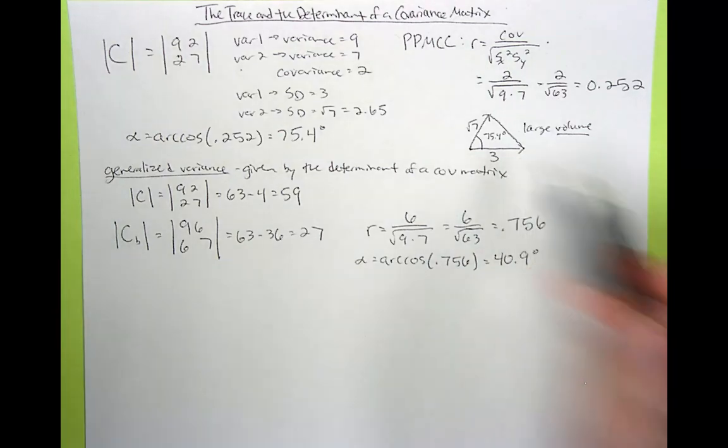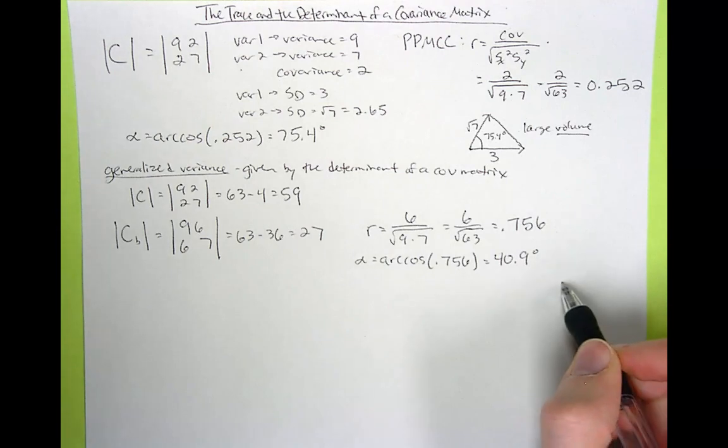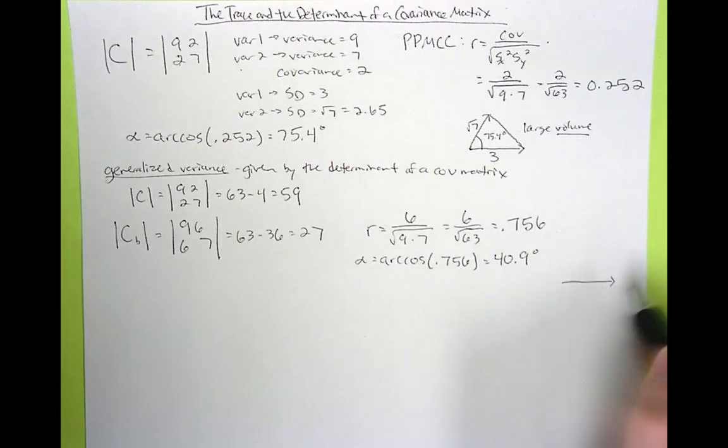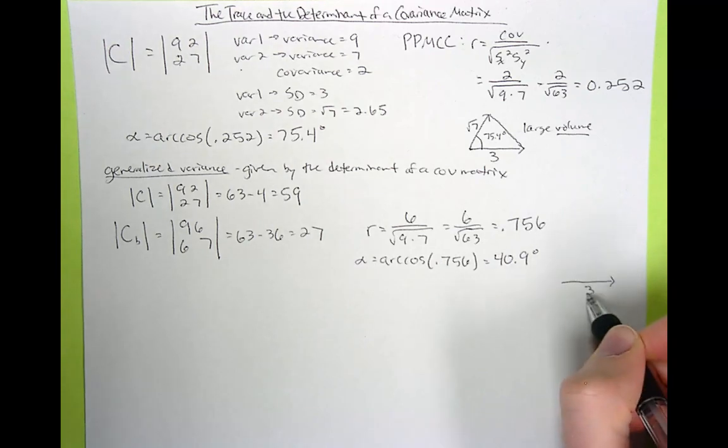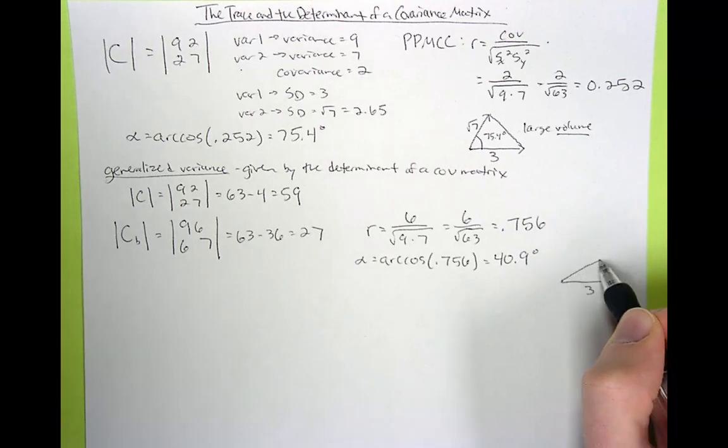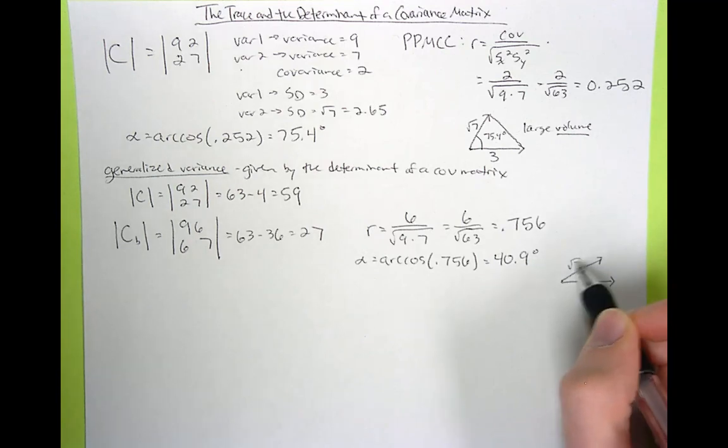So we can draw another figure. We've got the same length because the standard deviations haven't changed because the variance hasn't changed. So this is 3, but our angle is now reduced to 40.9, which, excuse my drawing, but it's about right here, with this vector being the square root of 7.